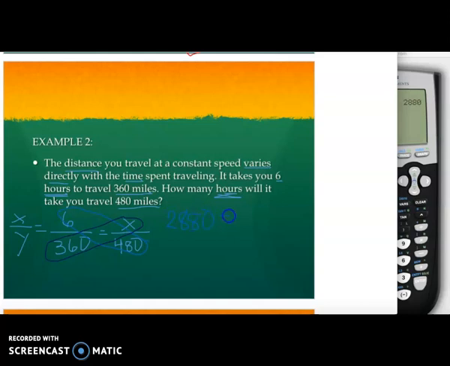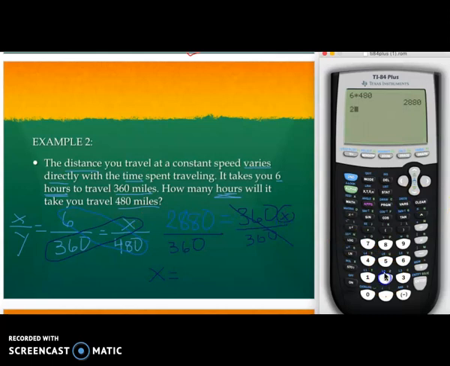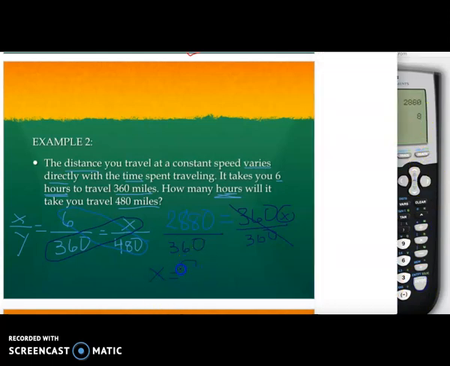2,880 equals 360 times x, which is just 360x. So if we want to get the x by itself, we're going to divide by 360, because then that cancels out our x, and we're going to divide by 360 here. So we know that x equals 2,880 divided by 360, and we get 8. So x equals 8.